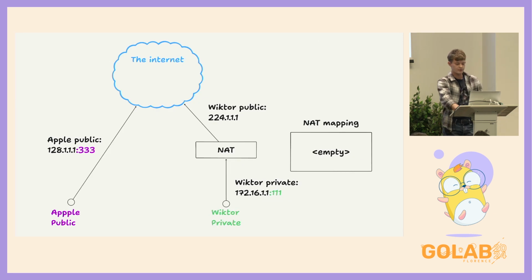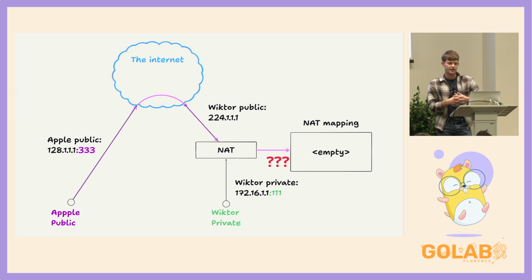So the first thing that happens is that Apple connects to the NAT. It tries connecting on the port 222, but nothing is mapped there. The NAT tries contacting its mapping, seeing where it should route it in the local network. There's nothing. So it just does nothing, and that's why the operation times out.